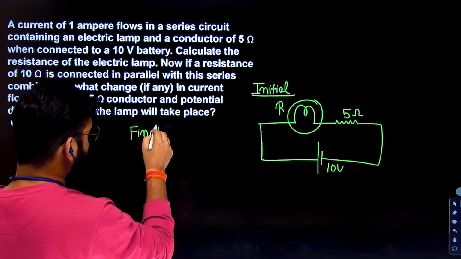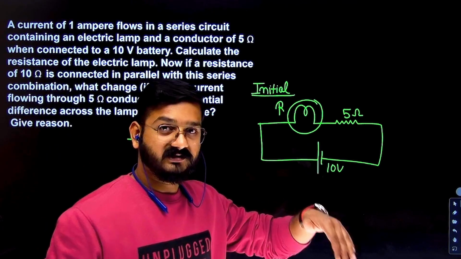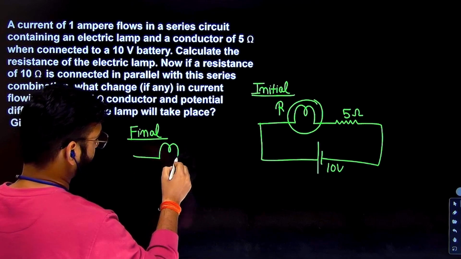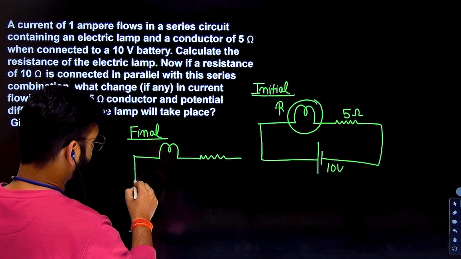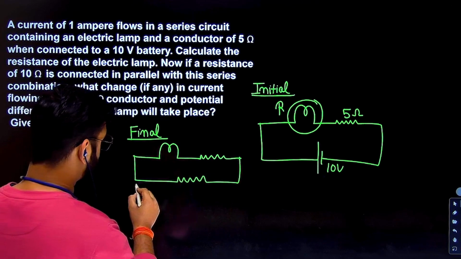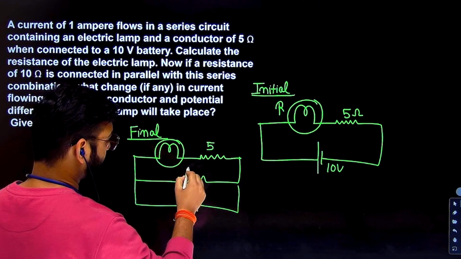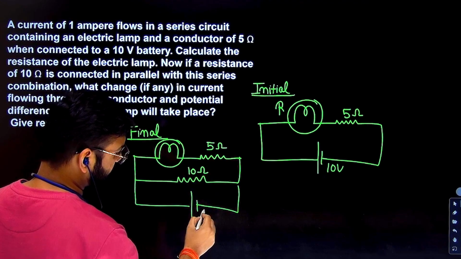Now, the final, or you can say the second scenario. In the second scenario, we have an extra resistor of 10 ohm connected in parallel. We have one more resistance of 10 ohm in parallel with this, and then we have a battery. This is 5, this is 10, right? And this is 10 volts.